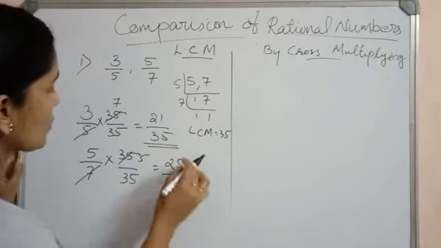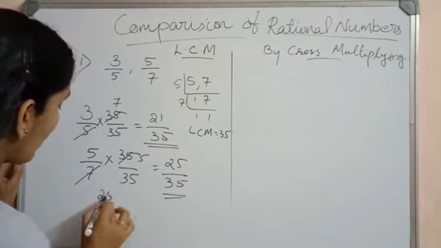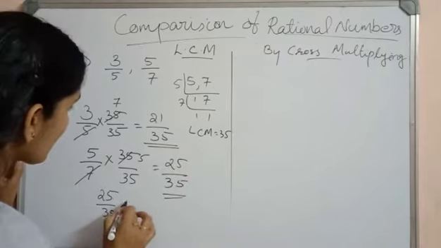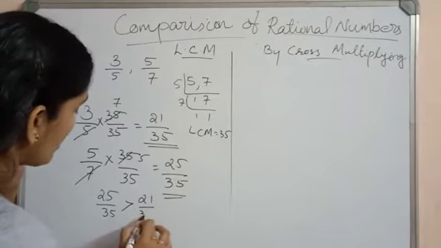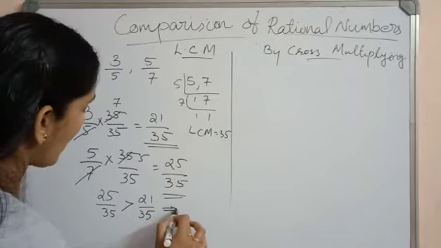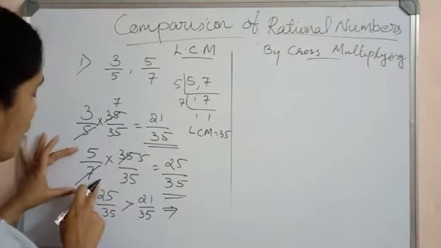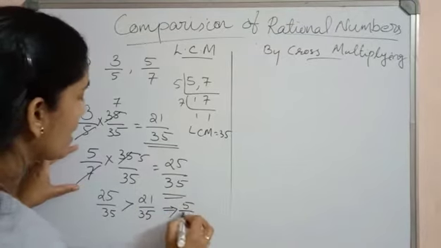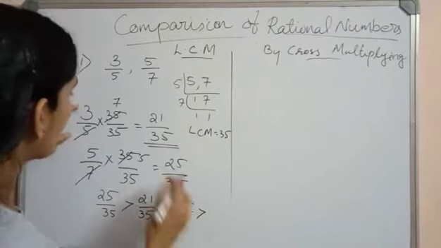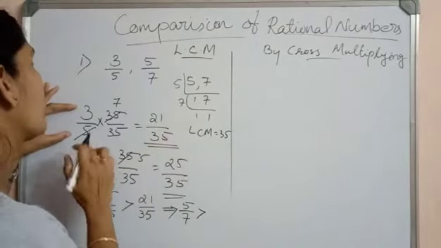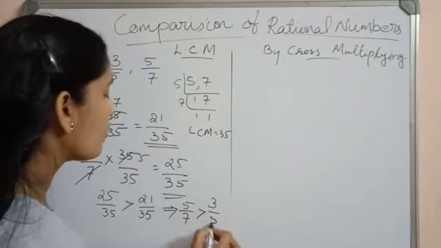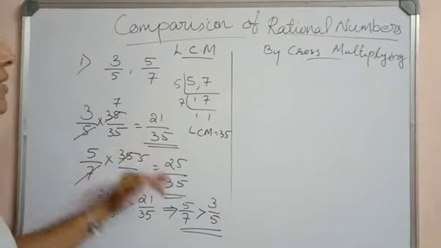So we know 25 by 35 is greater than 21 by 35. And this implies, which number was 25 by 35? That is 5 by 7. That is greater than the next number, 21 by 35, which is 3 by 5. This is how we can compare. Now let us see the next one.